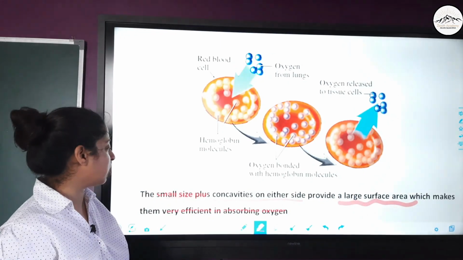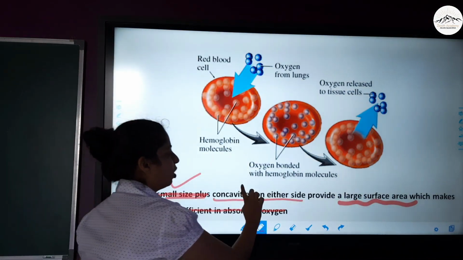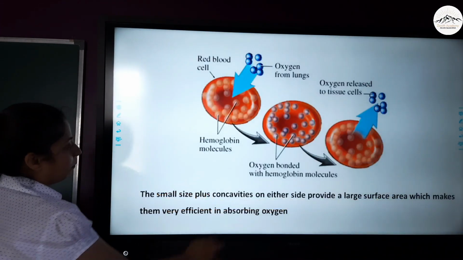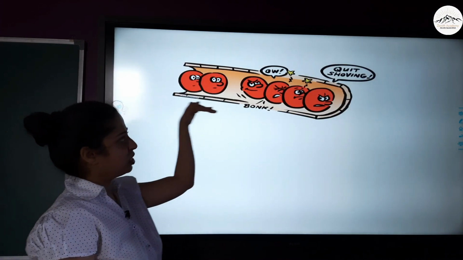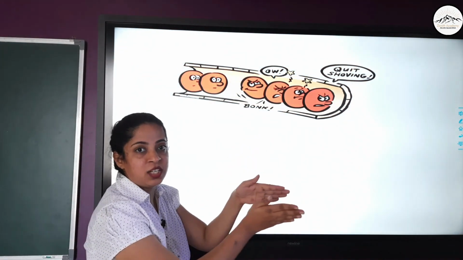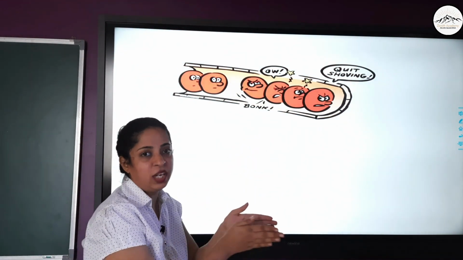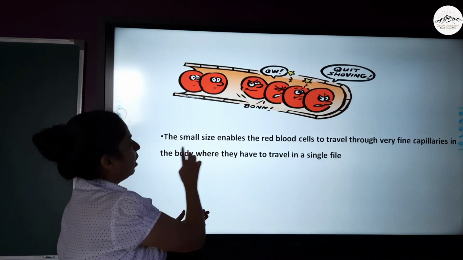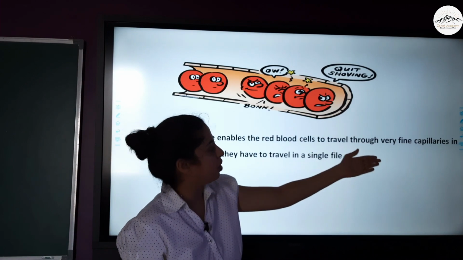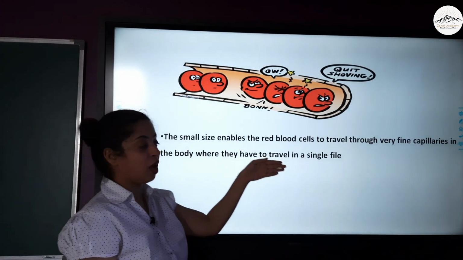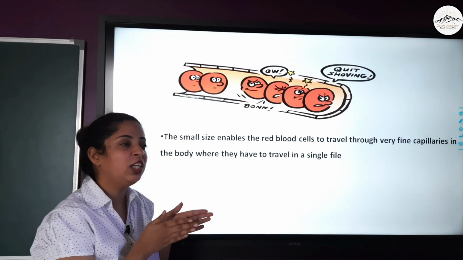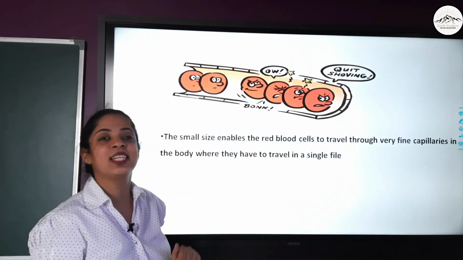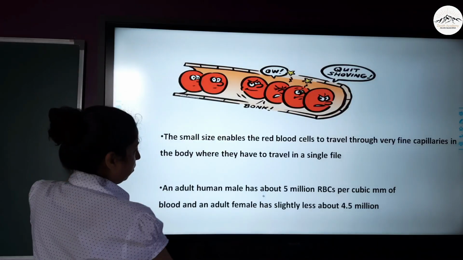Why is its surface area large? Because of its small size and concavities on either side. Now let's go ahead. Now you can see these RBCs pushing each other in a small capillary the way we do in a crowded lane. So the small size enables the red blood cells to travel through very fine capillaries in the body where they have to travel in a single file. The RBCs need to travel in very narrow capillaries, therefore their small size enables them to do so.